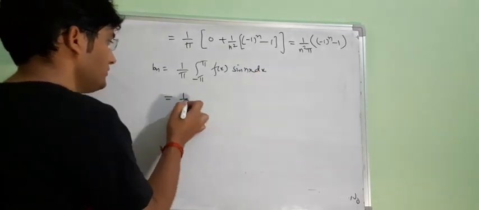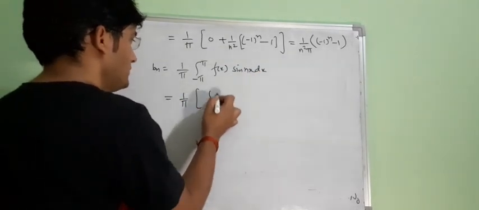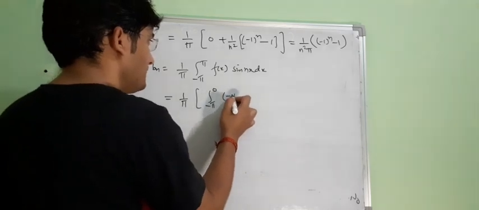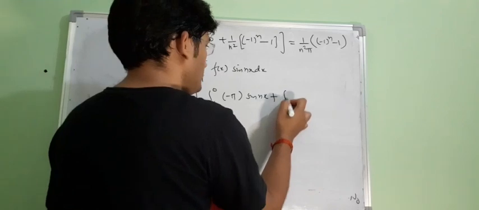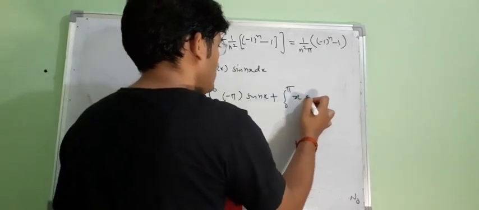Now bn is equal to 1 upon pi integral minus pi to 0. f(x) was minus pi sin nx, then we will have 0 to pi, and for this part f(x) was x.